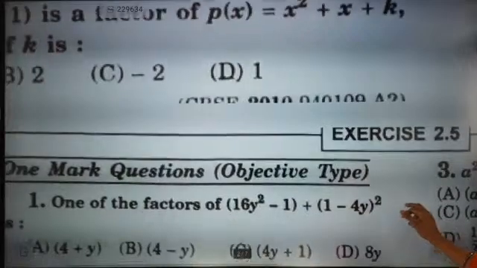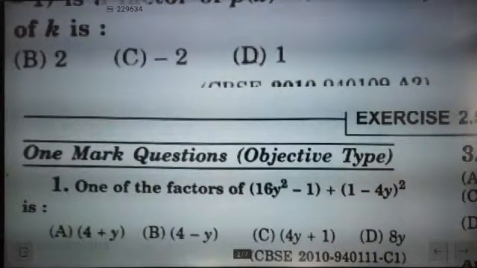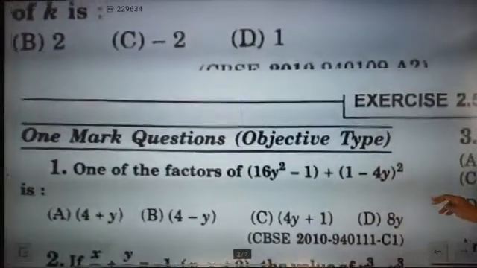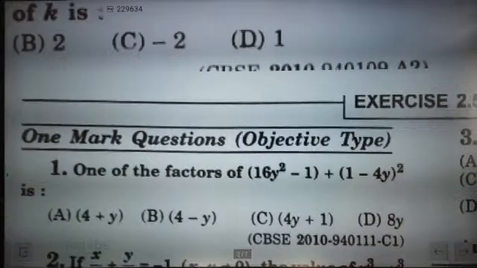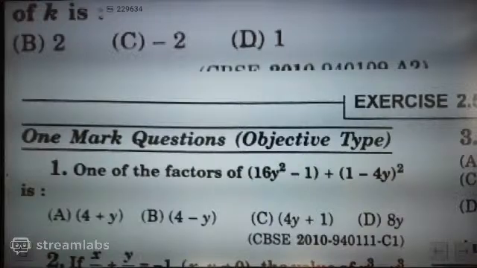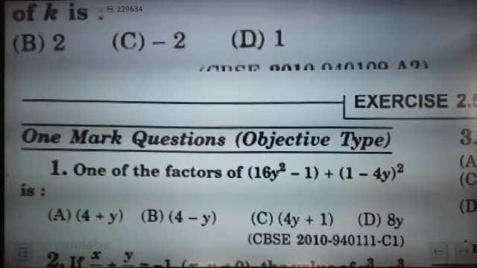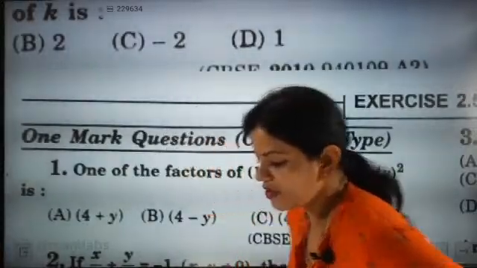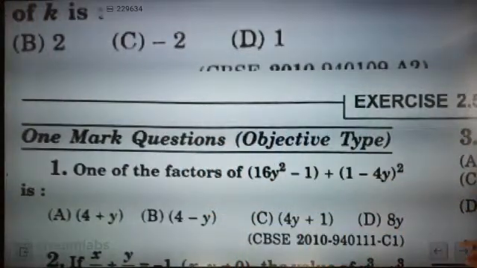Now the question is, what could be one of the factors of 16x square minus 1 plus 1 minus 4y square? What could be the factor here? Try this question out. Okay, everyone has started giving answers for this.